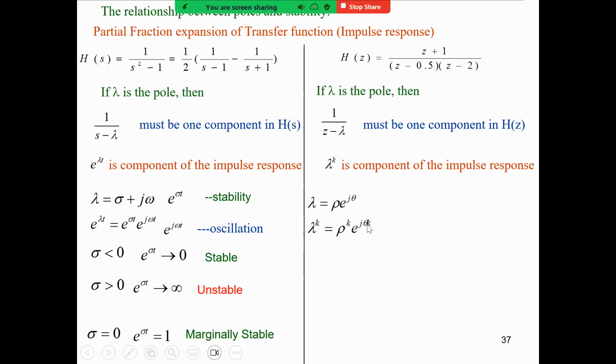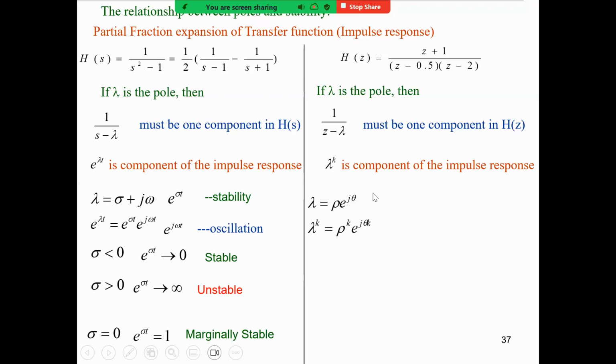In this way, you will immediately know. Of course, this term is always a sinusoid, right? Pure imaginary part. What determines whether it blows up or not will be decided by rho, the magnitude. So when will this rho to the power of k blow up? Greater than 1. When rho is less than 1, it goes to 0. Is that clear?